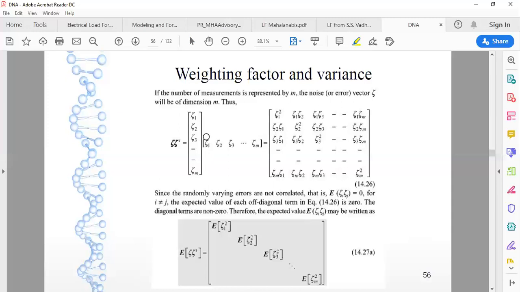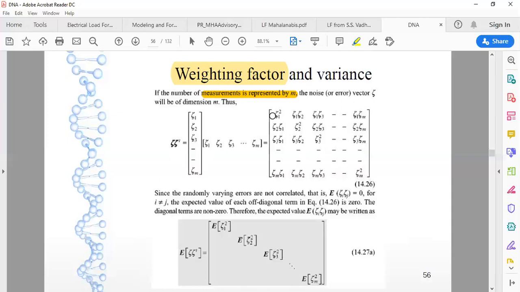If we take a product of these two, then that gives me this matrix. This is a square matrix and its size will be m cross m, where m is nothing but my measured variable. Over here, the size of this matrix, which is represented by zeta into zeta transpose, is m cross m.